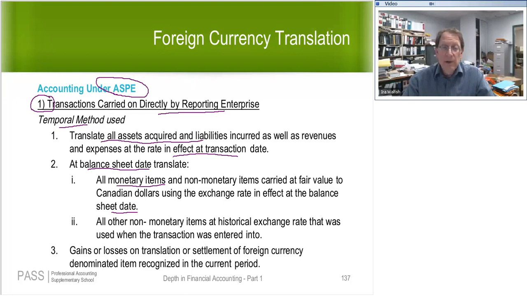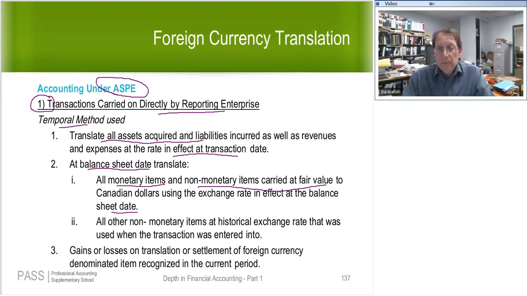Non-monetary items carried at current value, fair value, you also translate at the year end. So non-monetary, say, if you're carrying inventory at fair value. So people, just so you understand, this is unusual. Everybody should realize that. We don't have very many non-monetary items we carry at fair value. I'm talking ASPE. Under ASPE, I'm using historical-based accounting. I record things at cost.